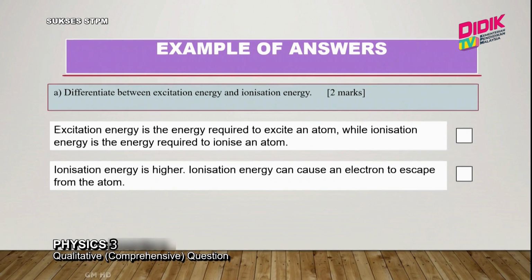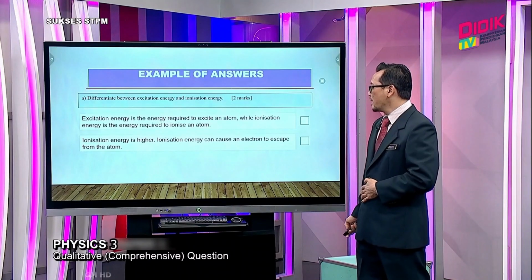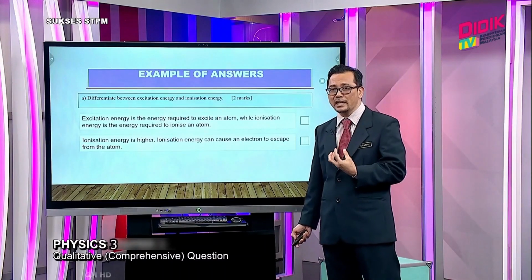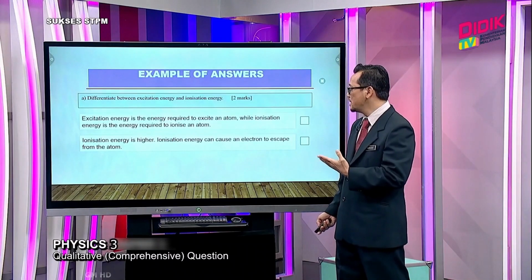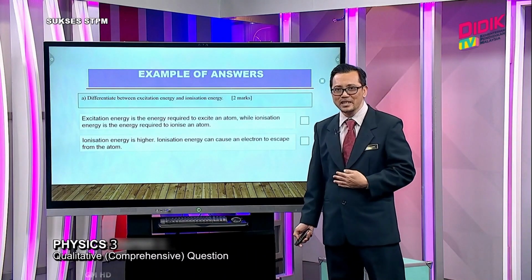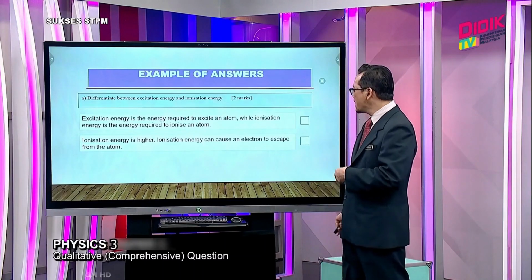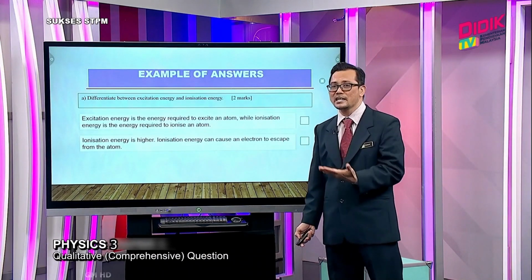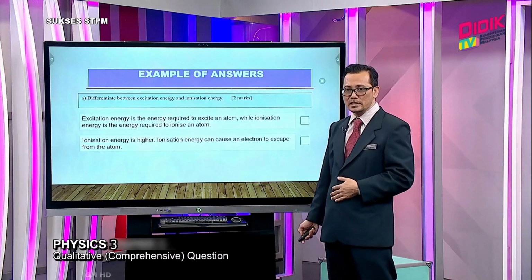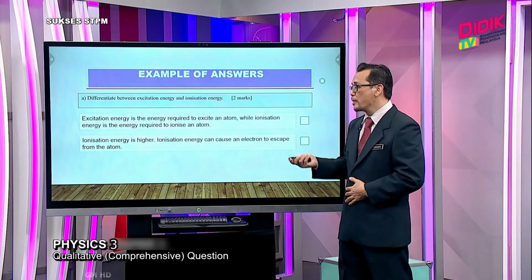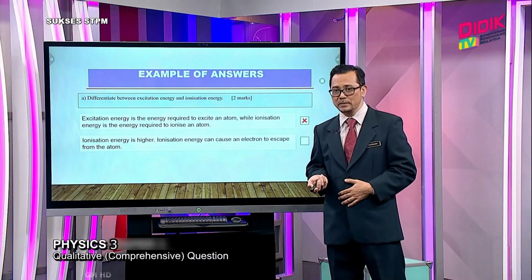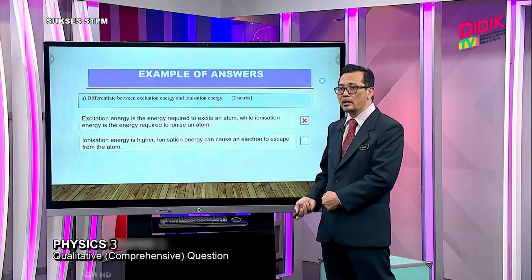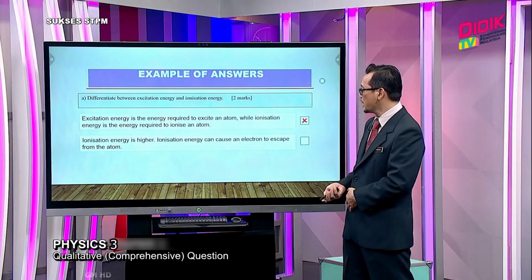Now look carefully. In the first answer, you do notice that this candidate just repeats the terms used in the question. Excitation energy is the energy required to excite the atom, so he just repeats the words. And ionization energy is the energy required to ionize the atom. Again, you repeat the words used. So candidates, this kind of answer actually is not accepted since it does not reflect your understanding of this topic. Let's look at the second type of answer.